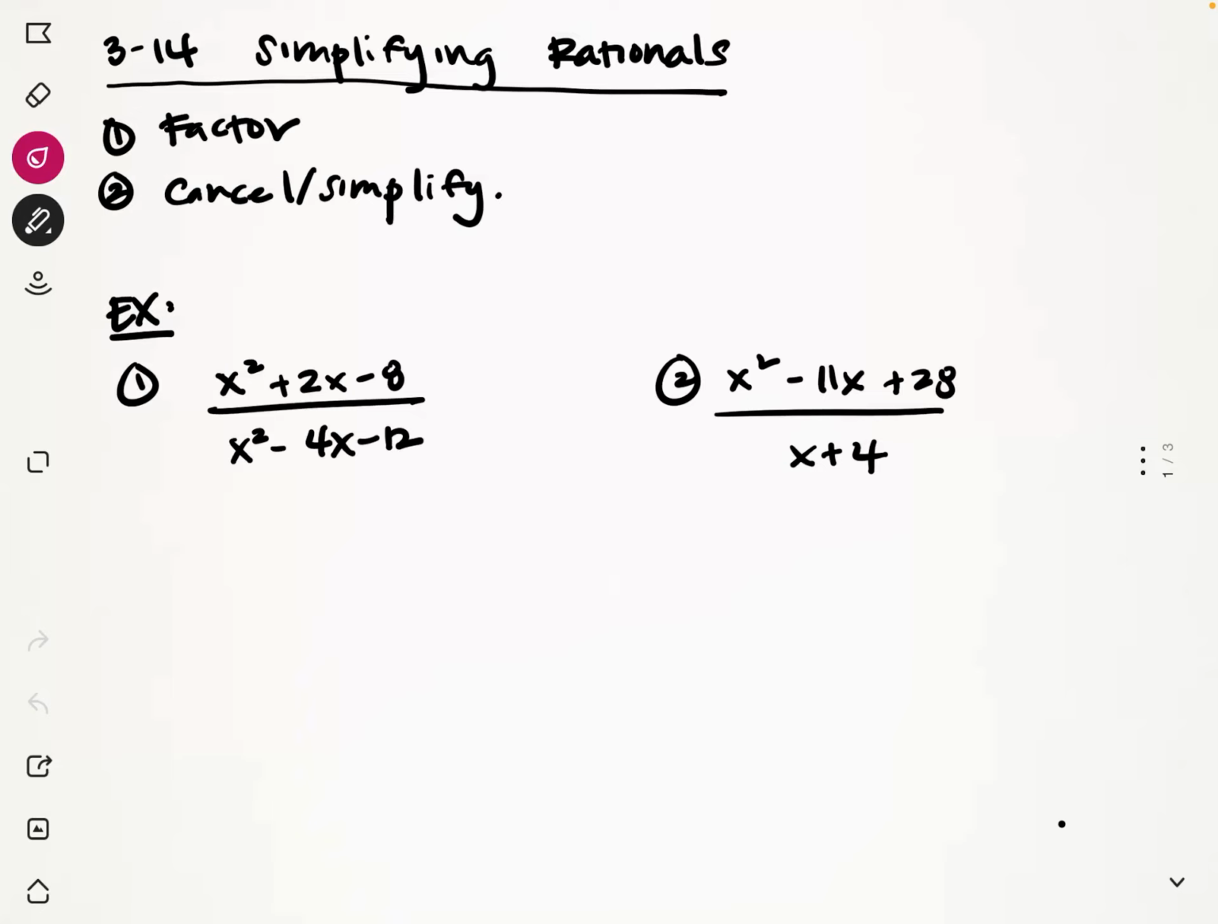Welcome back. Today we're looking at 3-14, simplifying rationals. So when we're simplifying rationals, basically what we're going to do is try to factor as much as we can. Once we're done with factoring, we're going to simplify, and at that point we should be able to say we're in simplest form and be done with it.